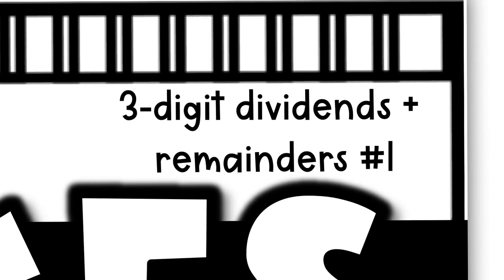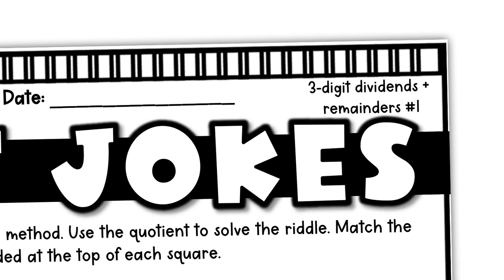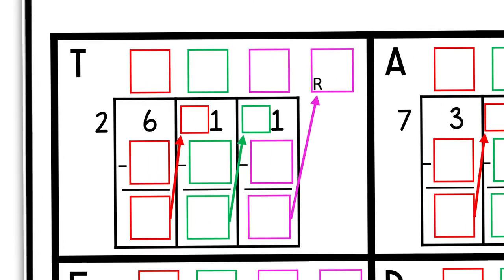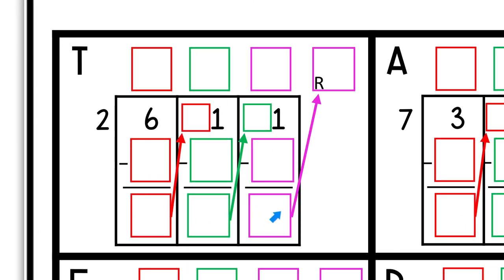This says 3-digit dividends plus remainders. So you see that there's that little R in the box. That means that this answer is not going to be a 0, and you're going to write it up here as your remainder. So let's do one of these. How many 2s fit in the number 6? 3 of them do. And I know that because 3 times 2 is 6. Step 3 is subtract. 6 minus 6. 0. Now I follow the arrow up and write that answer in there.